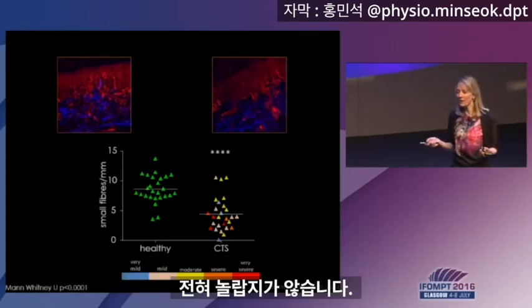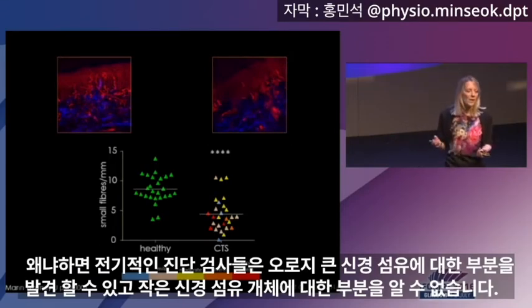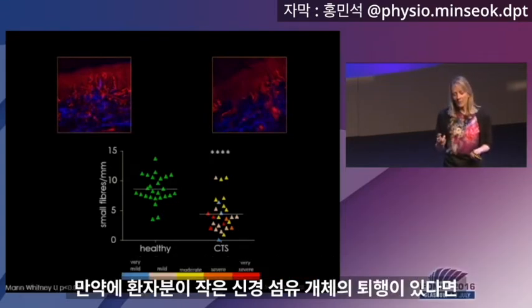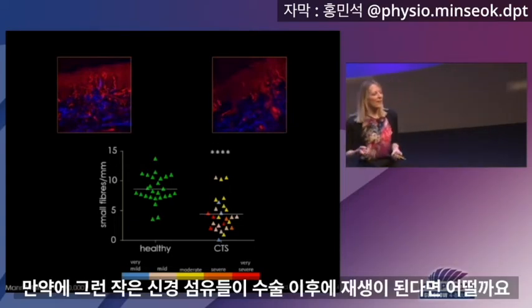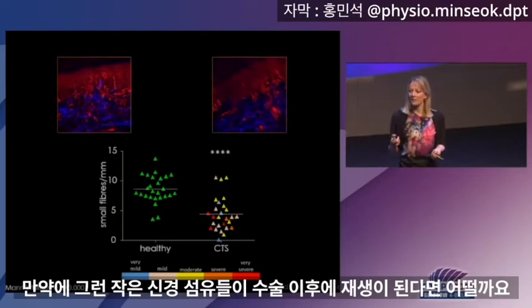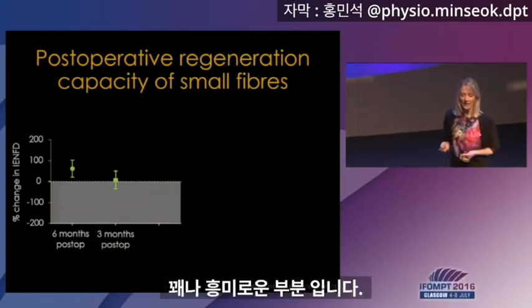And that is not surprising, because electrodiagnostic tests purely test the large fibers and do not say anything at all about what happens to the small fiber population. Now, obviously, the question is, if patients have this small fiber degeneration, what happens to them? Can they actually regenerate, for example, if they have surgery? And that is what we are currently looking at, and I would like to show you some preliminary data, which is quite intriguing, I think.